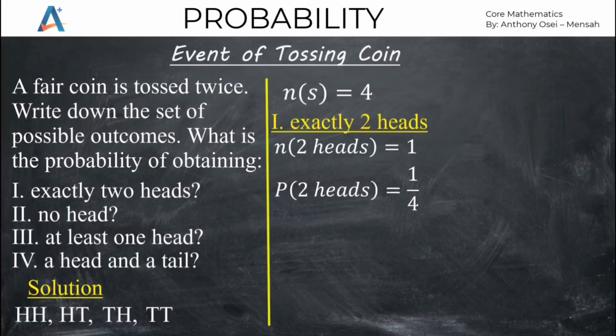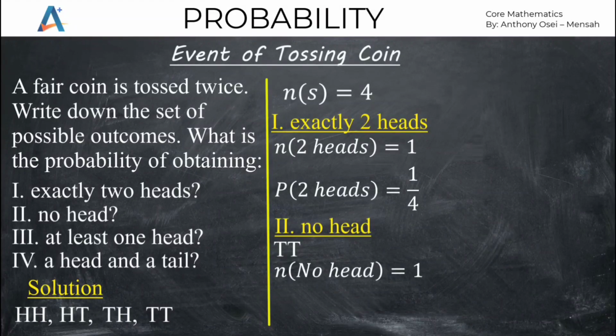Let's go to II. It says no head. Now, if you want no head, it means we are talking about tail-tail. So no head is tail-tail. And then the number for no head is equal to 1. Only one outcome became no head. So the probability of no head will be equal to the number for no head, which is 1, out of the total number, which is 4. So that one also gives us 1/4.